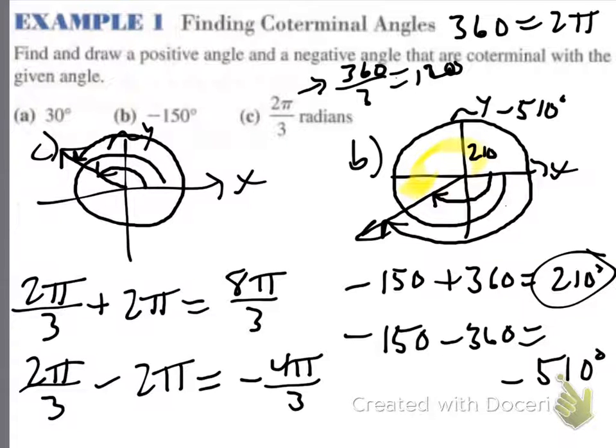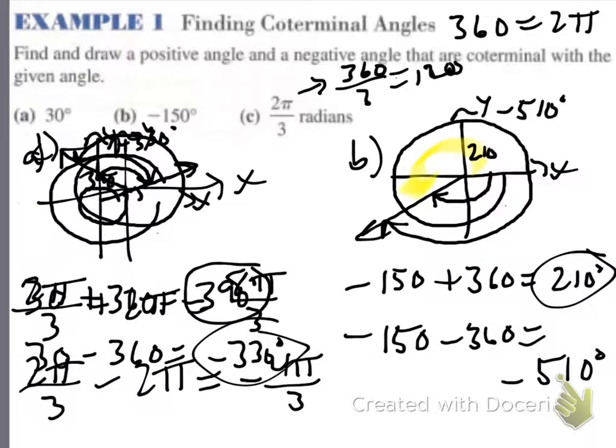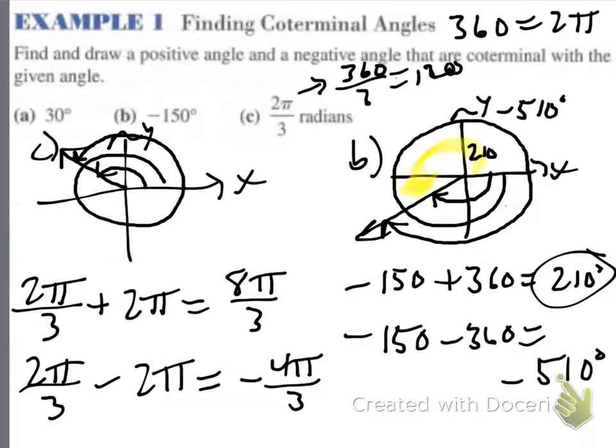So basically, I start, let's see, I can use pretty colors. My negative angle basically starts here and goes here. So that's how you do the coterminal angles.